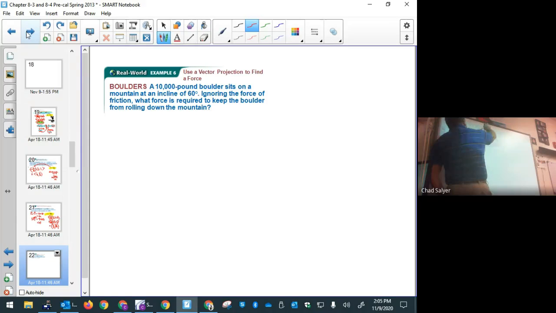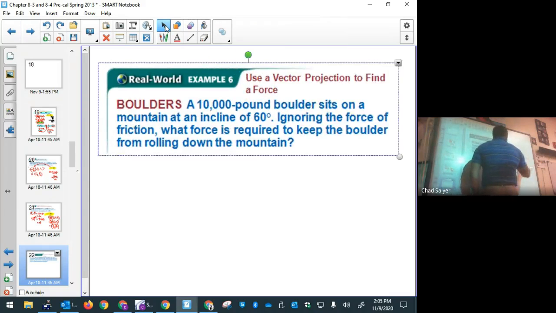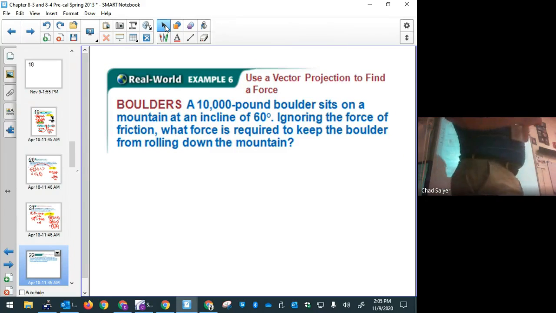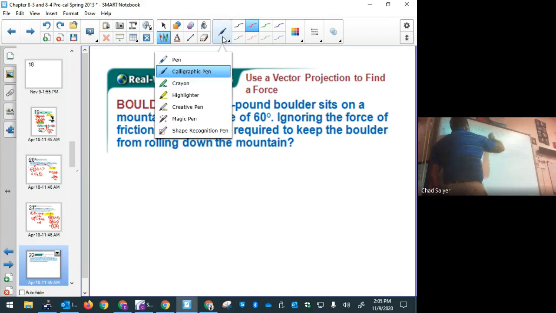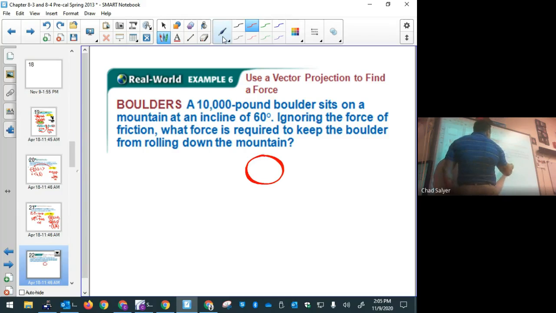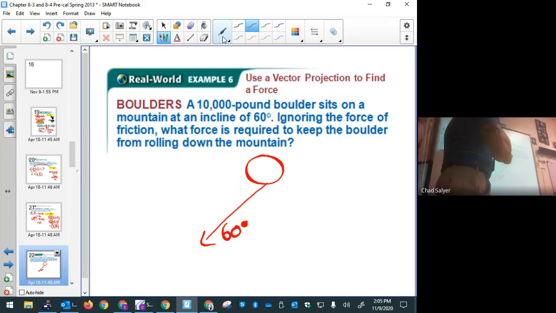Okay, so here's kind of an interesting problem. Now your book has a really convoluted way of doing this. They find a unit vector along a certain path. I do it with a little bit more geometry. You can choose to use the book's method if you like. So you've got a 10,000-pound boulder sitting on top of a mountain that has an incline of 60 degrees. So, you guys in physics right now? It's going to look a lot like a physics problem.